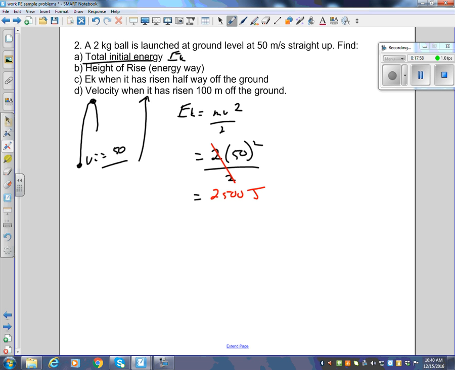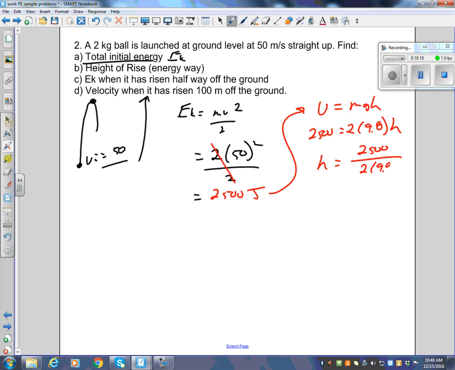All of that kinetic energy must become potential. So U equals mgh. 2,500 is equal to 2 times 9.8 times the height. So H is going to be 2,500 divided by 2 times 9.8, which is 19.6, you're right. 127.55. That sounds about right. Easy stuff, right, Sheldon? Sure. Yeah.